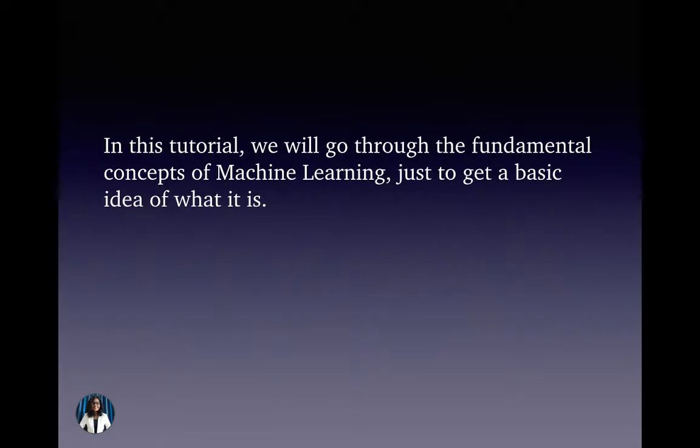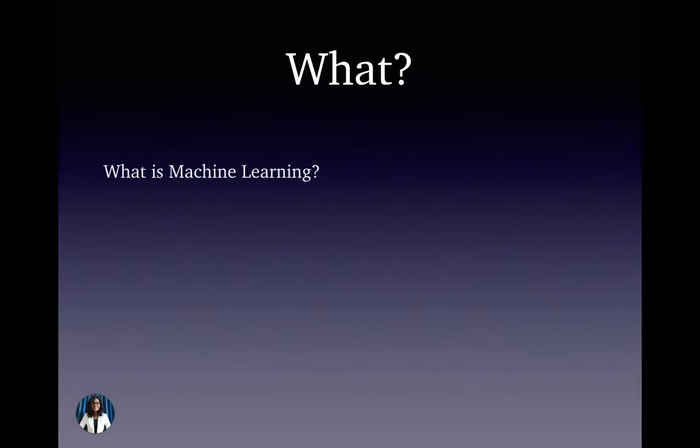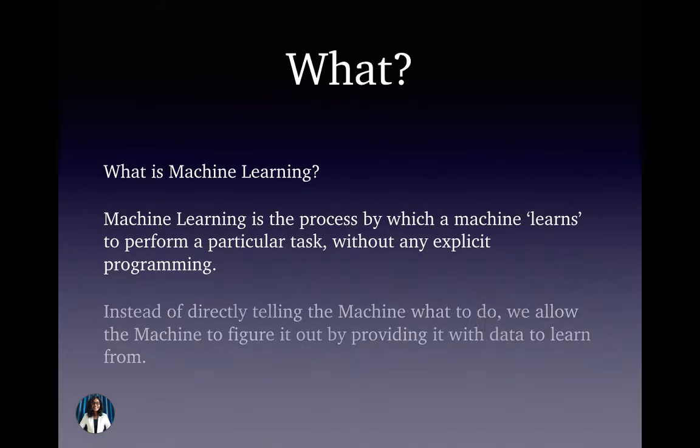Alright, so let's begin. In this tutorial, we'll go through the fundamental concepts of machine learning just to get a basic idea of what it is. To make things simple, we'll begin with the what, why, when, where, and how of machine learning. So, what is machine learning? Machine learning is the process by which a machine learns to perform a particular task without any explicit programming. So basically, we don't have to directly tell the machine what to do. Instead, we allow the machine to figure it out by providing it with data to learn from.